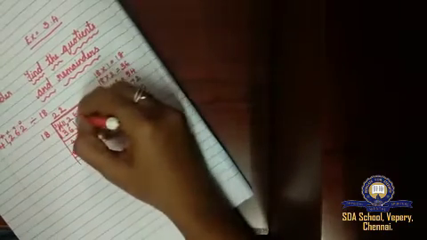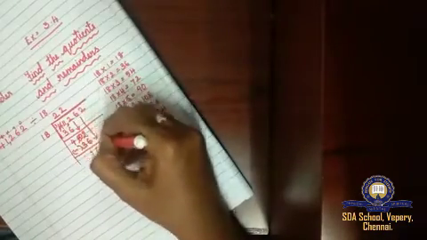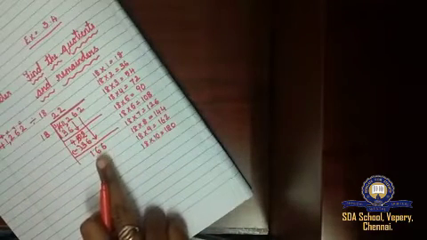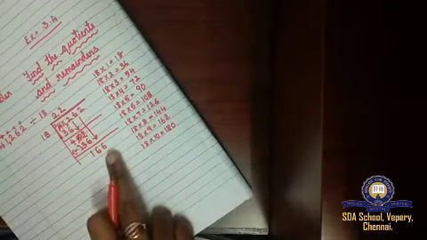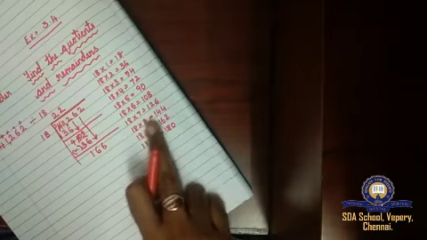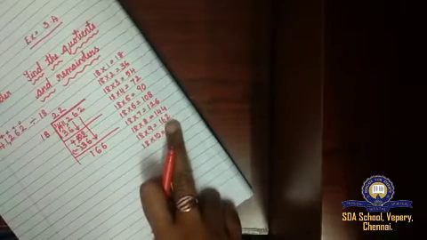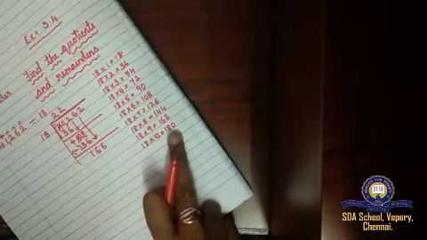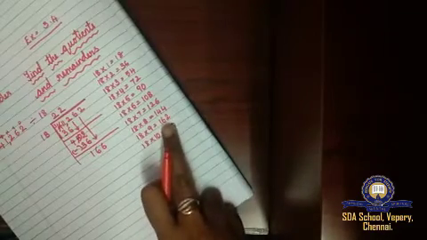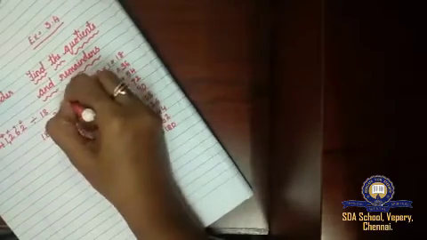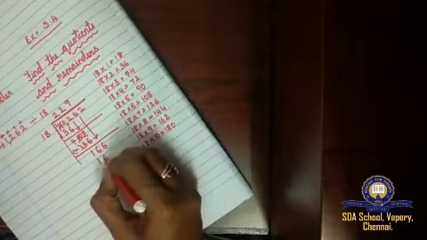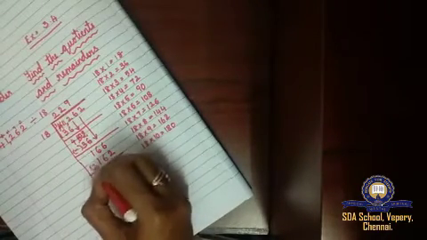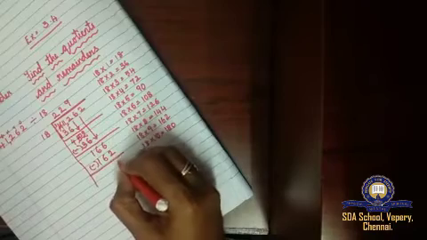18 twos are 36. Now subtract again. Again we cannot subtract 6 from 2. If we borrow, this will become 4 and this will become 12. 12 minus 6 is 6. 4 minus 3 is 1. So compare 18 and 16. Again 16 is a very small number. So what should we do? We have to bring down this 6.